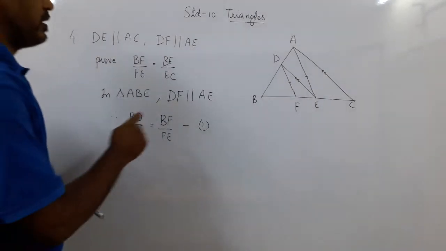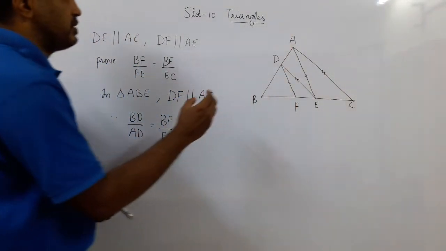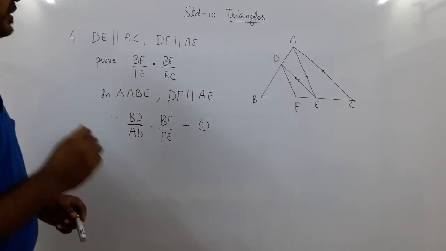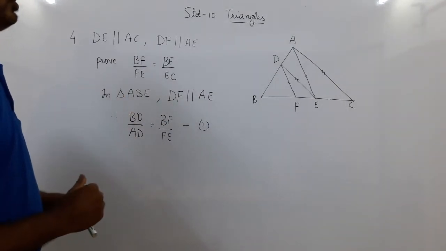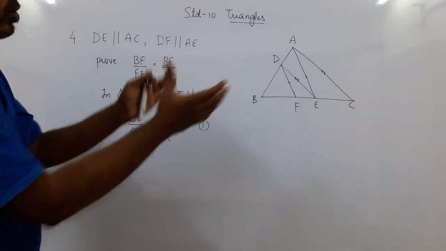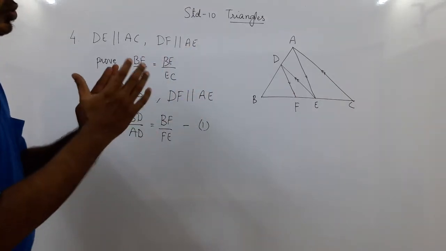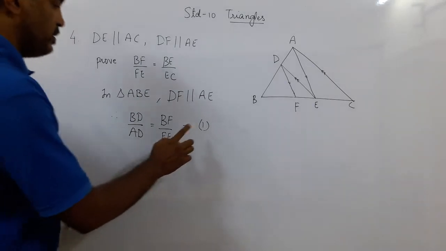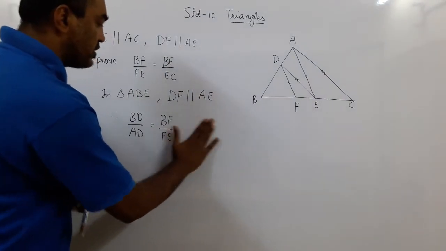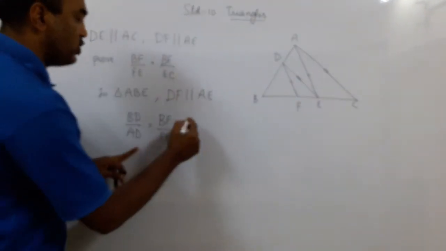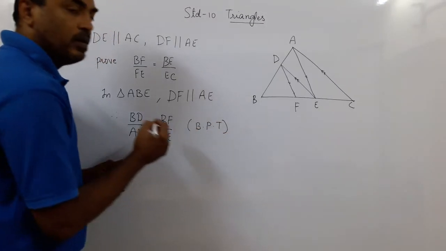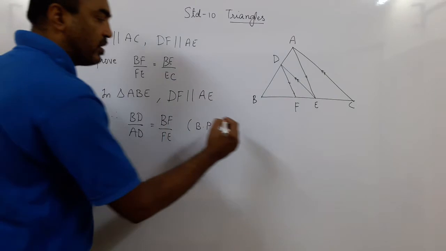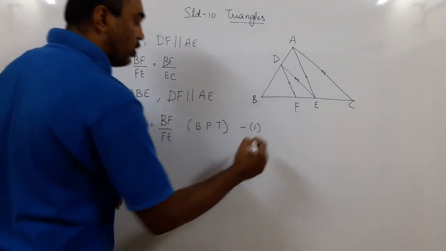Which triangle did I take again? ABE. So in this sum, we are going to use the basic proportionality theorem, but we have to see the triangles that we choose. In this diagram there are a lot of triangles, so we have to choose the most appropriate triangle. First I write here why this ratio is equal: BPT, by the basic proportionality theorem. And this result I will call 1.